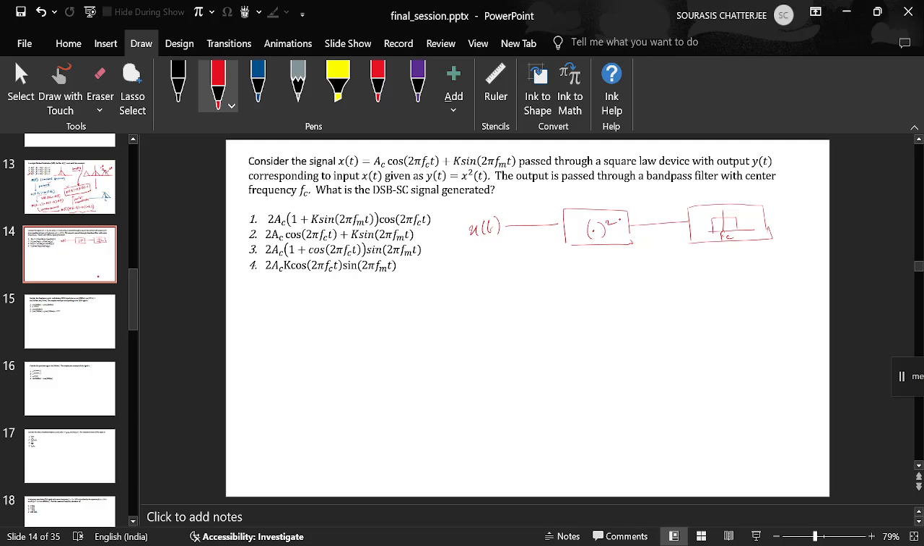The answer is 4. Actually, I need to calculate it. I don't know the answer, and I'll calculate it. Because 1 and 3 are the double sideband full carrier, right? Yeah, one is a direct linear. So, okay, let's find it.